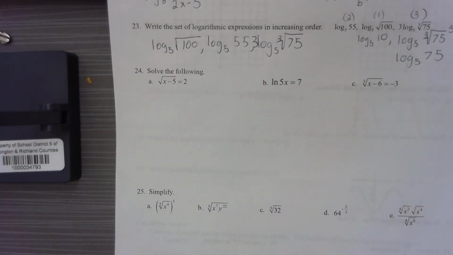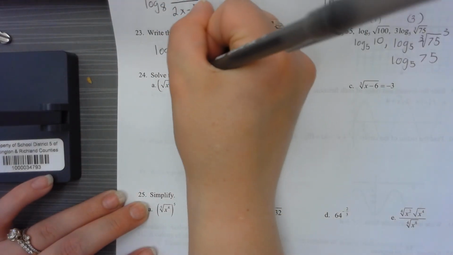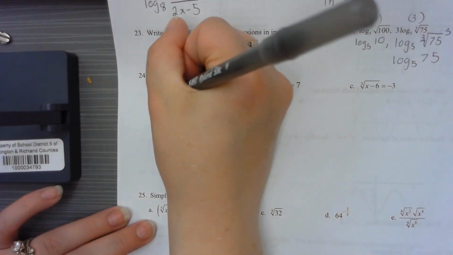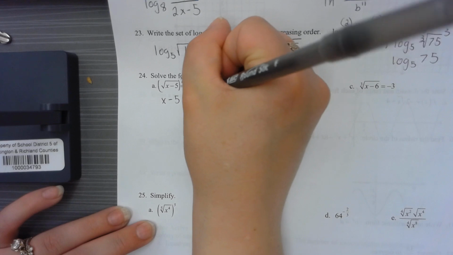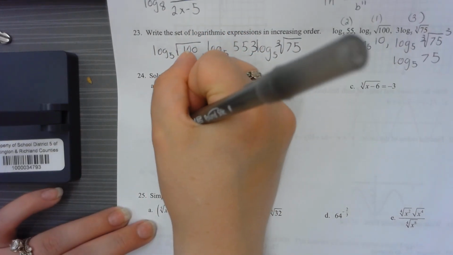Okay, so next thing that we're doing is solving. When we're trying to solve a square root, for this one, we want to get rid of that square root because it's already alone, so we can go ahead and square both sides. So we have x minus 5 equals 2 squared, which is 4. And then we'd add 5 to both sides, and so we'd get that x equals 9.